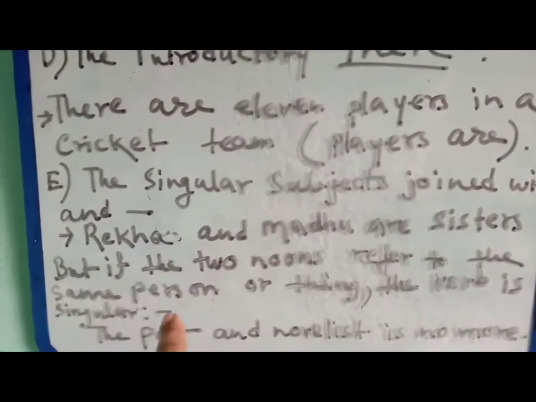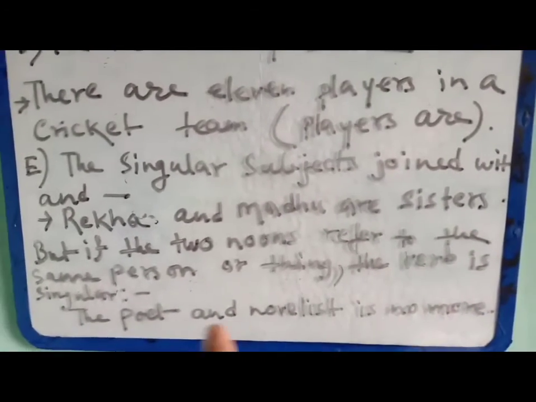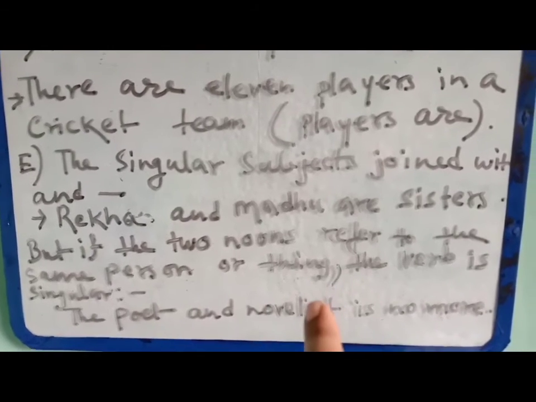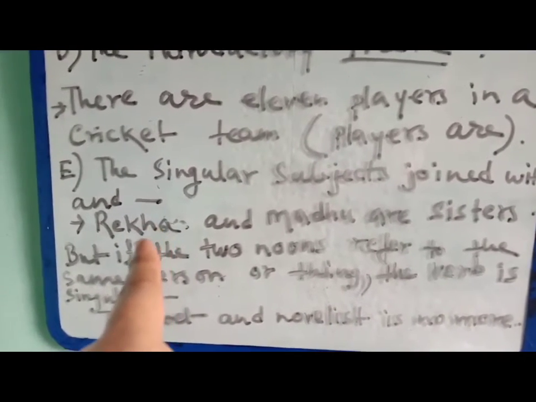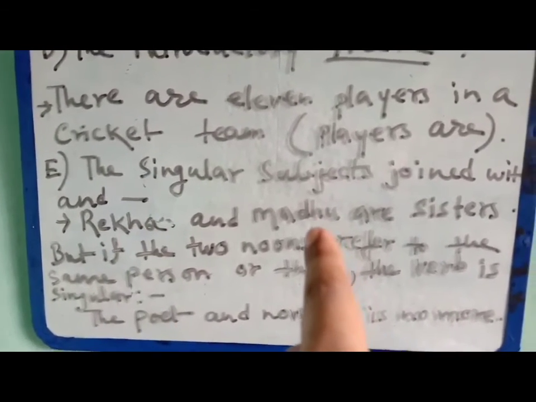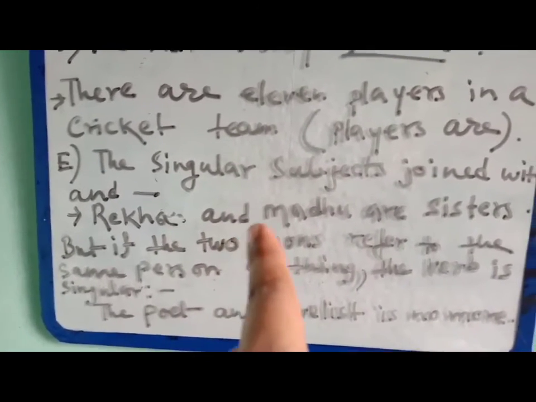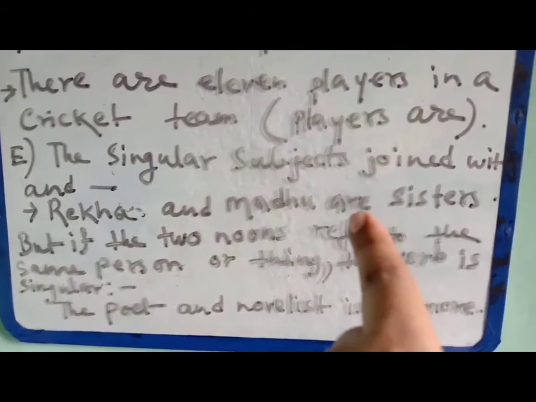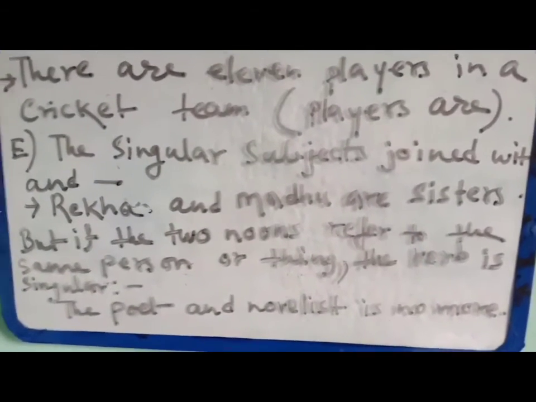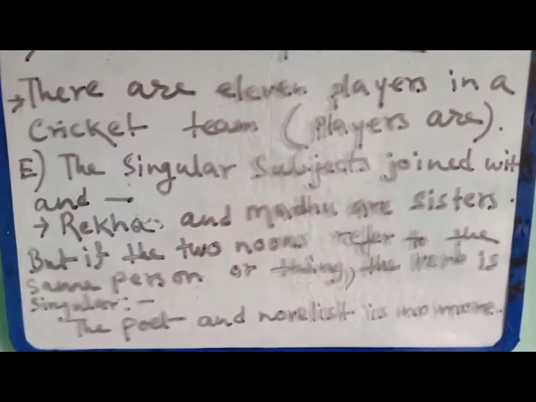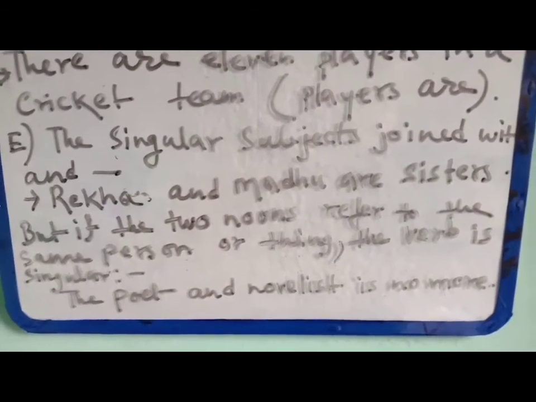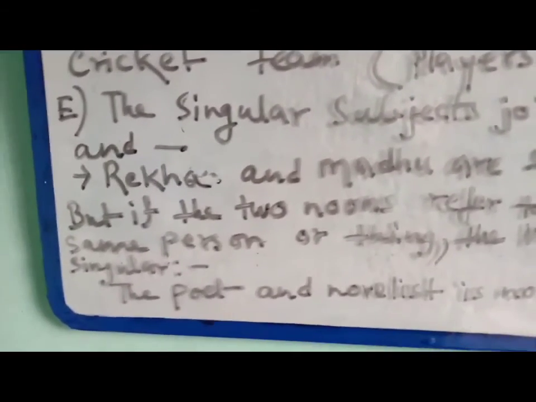But if the two nouns refer to the same person or thing, here Rekha is one noun, Madhu is another noun. These two nouns are joined with "and". Different nouns, so we are writing the verb "are". But if the two nouns refer to the same person or thing, the verb is singular.